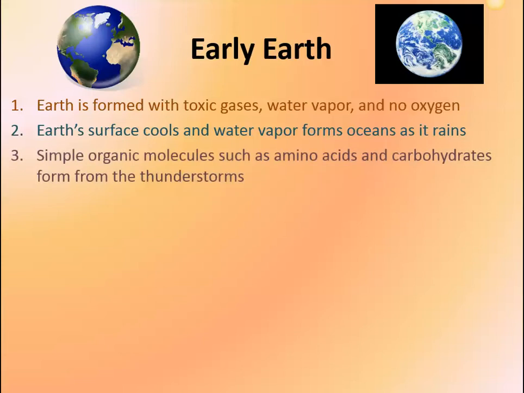Then the third and final step that we care about is going to be simple organic molecules, such as amino acids and carbohydrates, forming from thunderstorms. Now remember, in the previous video I talked about how that happens, right? Any kind of molecules rearranging themselves are going to need energy to break those bonds and then form new ones, right? So in a lightning storm, obviously electricity can provide all of that energy and more to recombine those molecules.